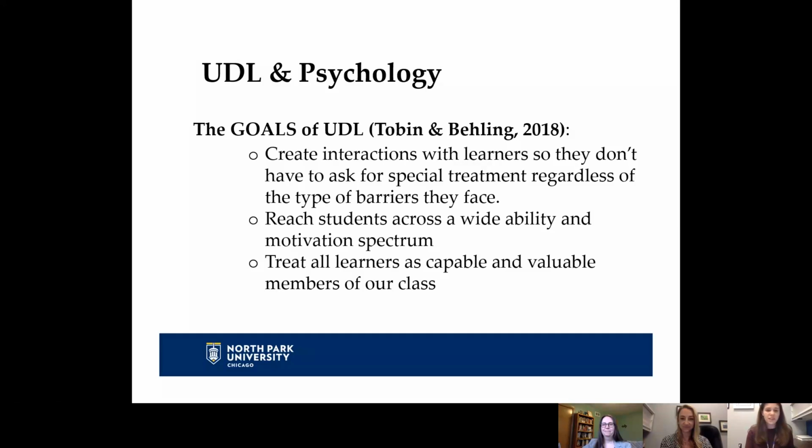So we started incorporating these principles into our courses after reading Tobin and Behling's Reach Everyone, Teach Everyone as part of our Teaching and Learning Cooperative. And in this book, the authors really describe 3 goals of Universal Design for Learning. One, to create interactions with learners so they don't have to ask for special treatment regardless of the types of barriers they face. This really goes back to that idea of accommodations and whether or not students have documentation for their different accommodation or different needs.